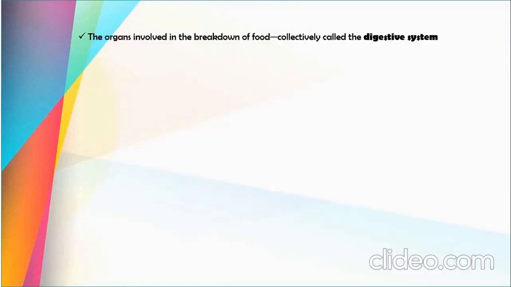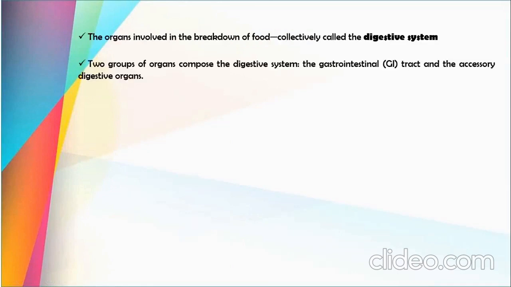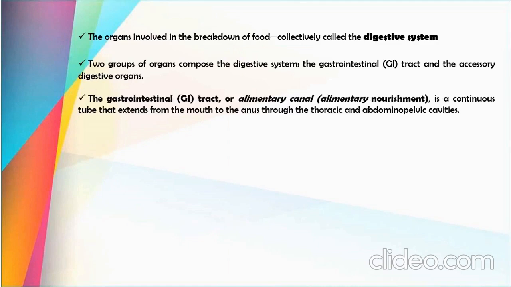The organs which are involved in the breakdown of food are collectively called the digestive system. Two groups of organs compose the digestive system: the gastrointestinal tract or the GI tract, and the accessory digestive organs. The gastrointestinal tract, or the alimentary canal, is a continuous tube that extends from the mouth to the anus through the thoracic and the abdominopelvic cavities.